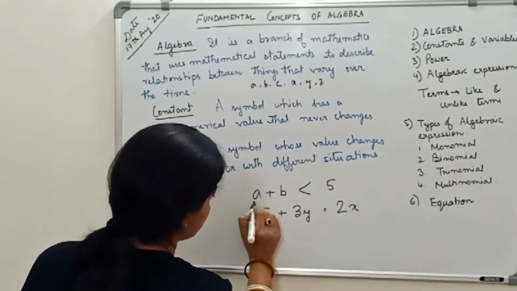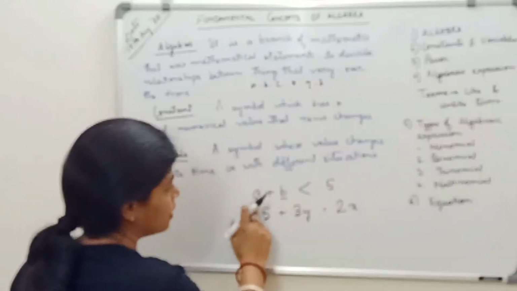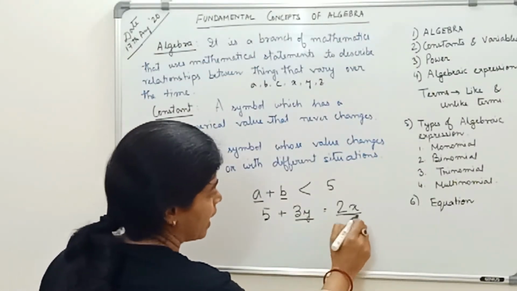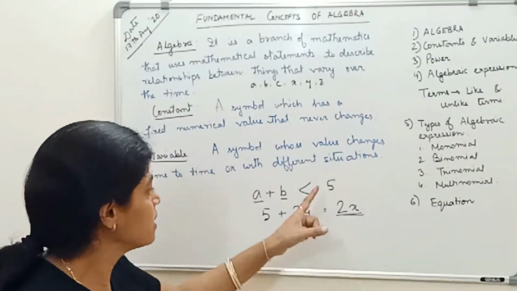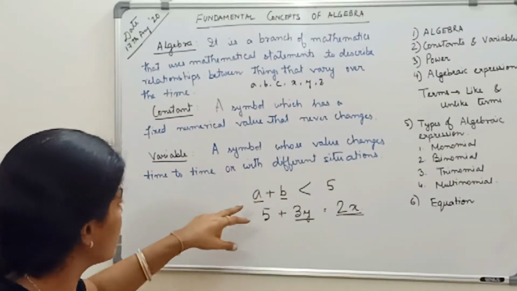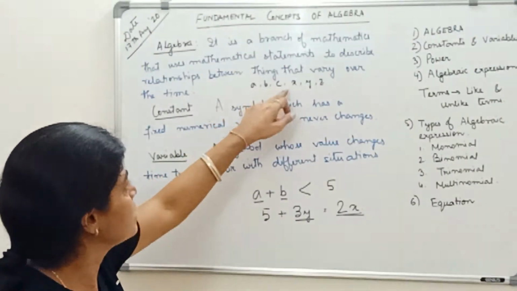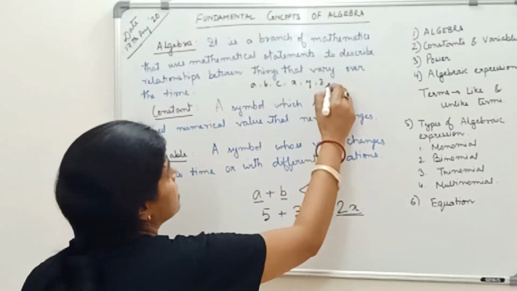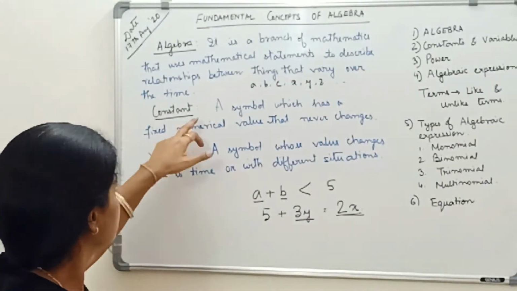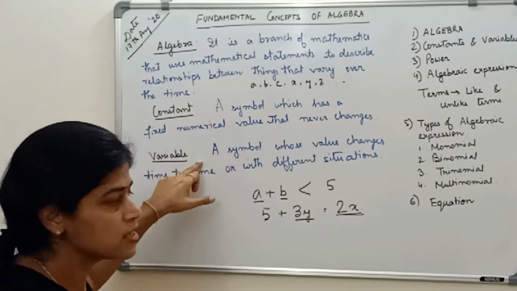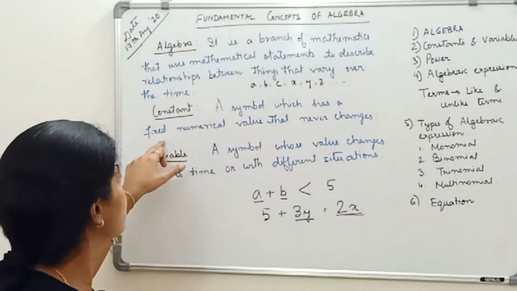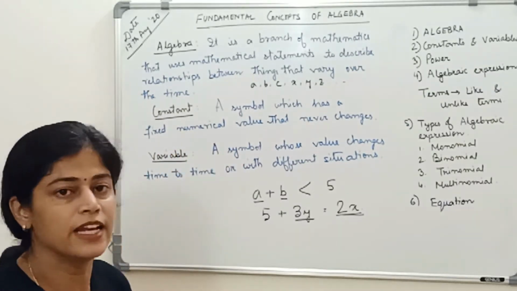See here I have used a. A is a variable, b is a variable, then this 3y, 2x, these all are variables that vary from time to time. There are two types of symbols we use. One is constant, the other is variable. Now what is a constant? A symbol which has a fixed numerical value that never changes.